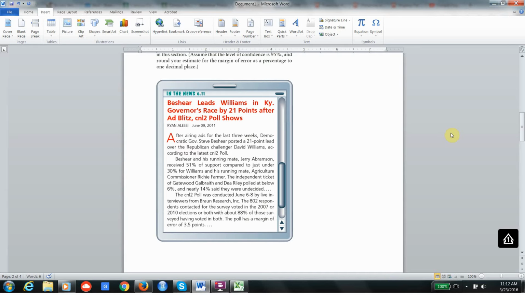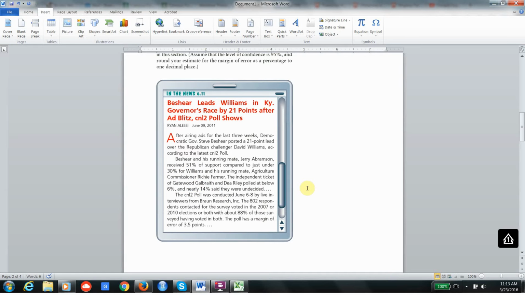The independent ticket of Gatewood Galbraith and D. Riley polled at below 6%, and nearly 14% said they were undecided. So you see something kind of interesting is that these numbers don't actually add up, okay? You'd be a little careful. They add up to 101. And it says nearly 14%, so you know these aren't exact.